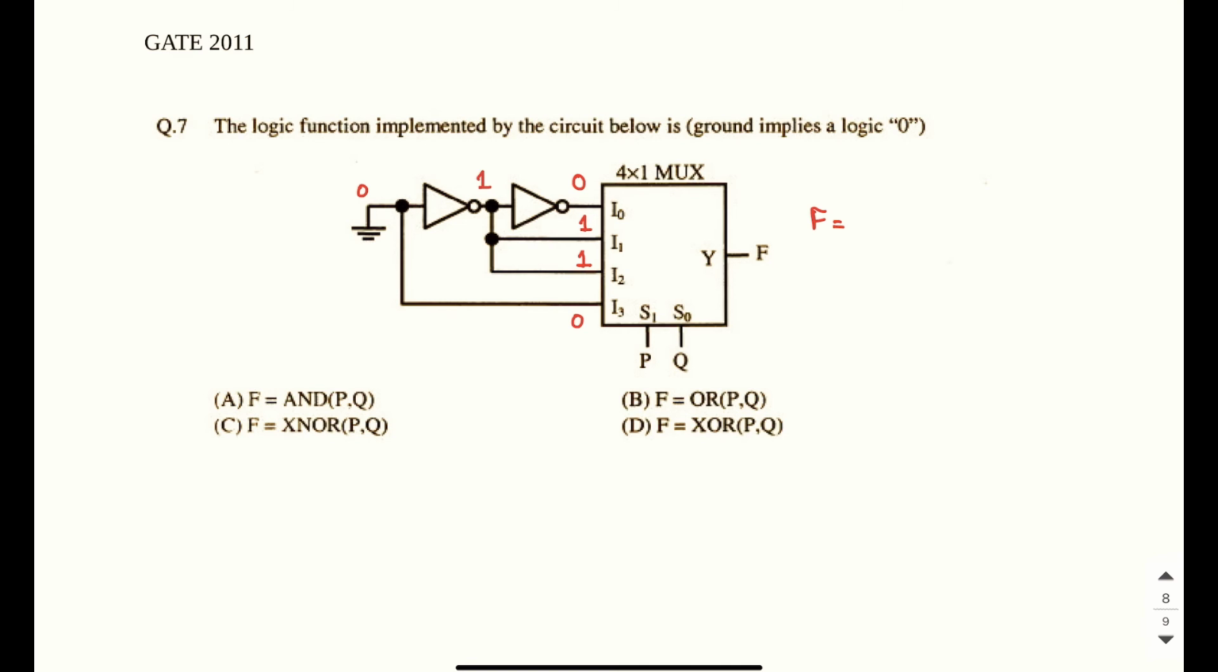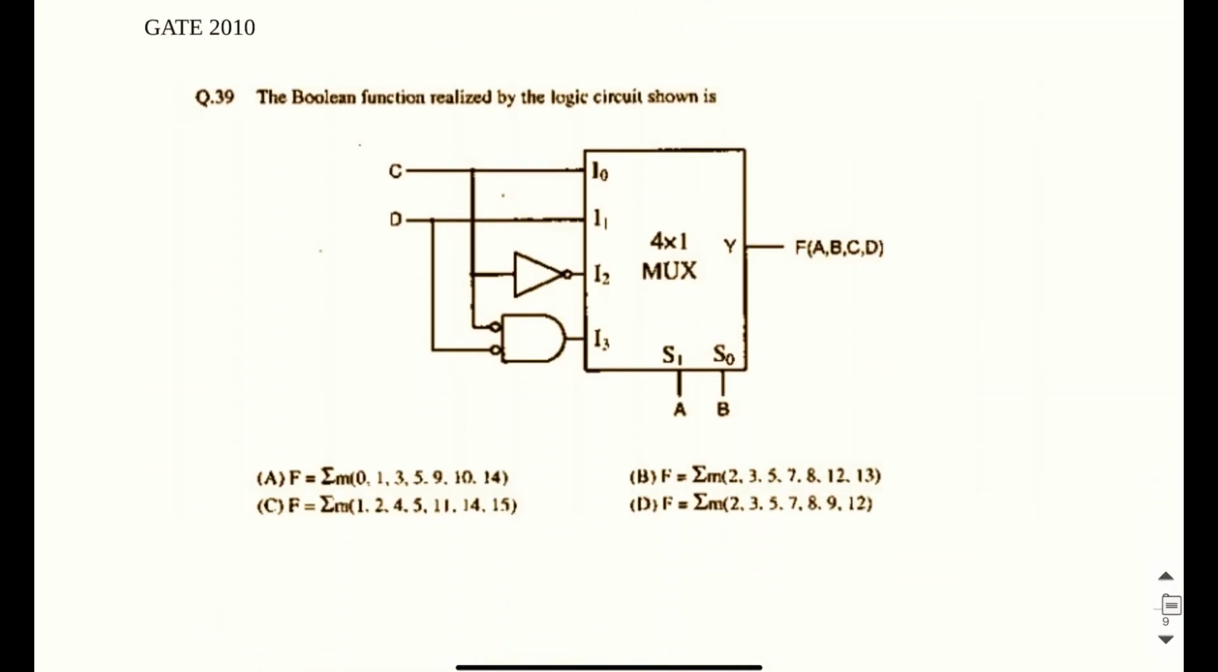F is equal to, we need not write the first and the last term because they are all zeros. So we'll just write P bar Q dot with 1 plus P Q bar dot with 1. This is equal to P bar Q plus P Q bar, which is actually P XOR with Q. So your answer is D, P XOR with Q. Let's come to the next question.